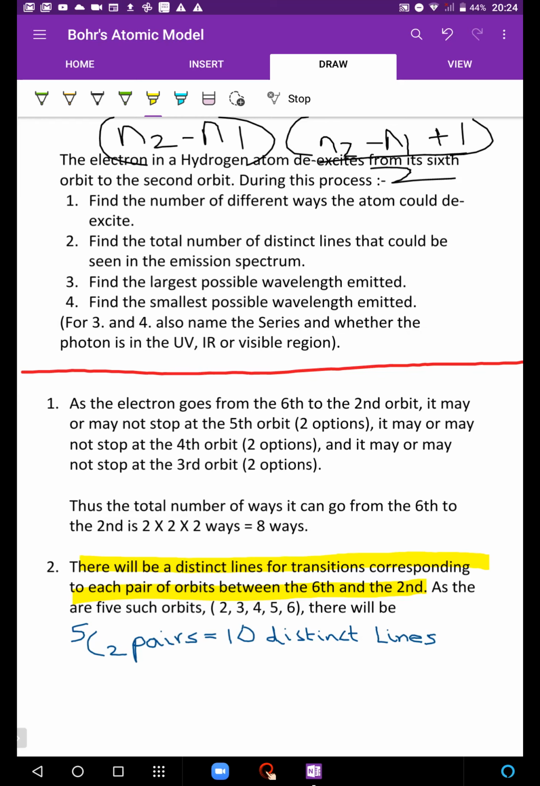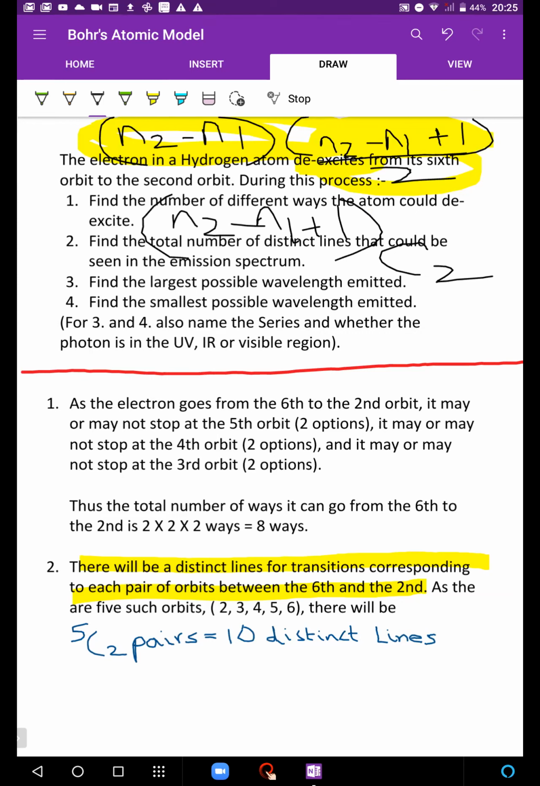अच्छा, 5 orbits है. 5 में से हर pair के लिए एक distinct line होगा. 5 में से कितने pairs उठा सकते हैं, कितने दो orbits उठा सकते हैं? 5c2. 5c2 is 5 into 4 by 2 is 10. यही तुम्हारा फॉर्मूला भी बता रहा है. सो ये जो तुम्हारे केमिस्ट्री सर ने तुम्हें सिखाया है, दैट इज बेसिकली n2 minus n1 plus 1 c2. You memorized it, but now you know the logic for it. That is actually n2 minus n1 plus 1 c2.